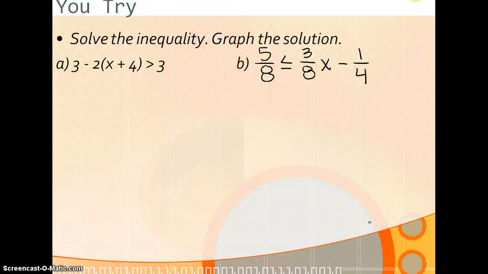So for the u-try, you have to solve 3 minus 2 times the quantity x plus 4 is greater than 3, and 5/8 is less than or equal to 3/8 x minus 1/4. Again, remember with fractions to multiply through by the common denominator in order to cancel out all of the fractions.